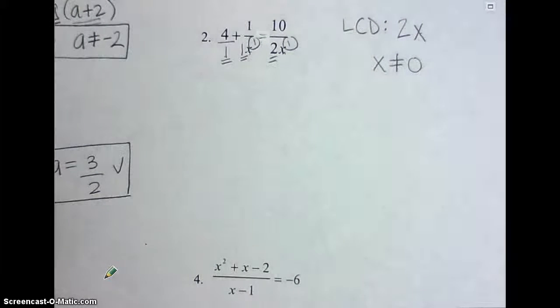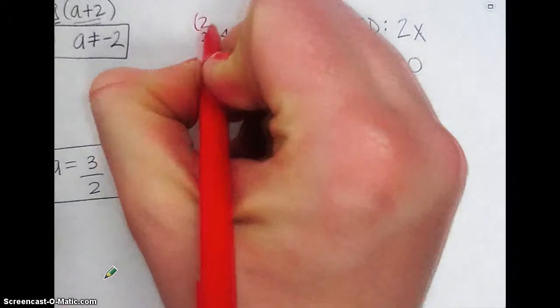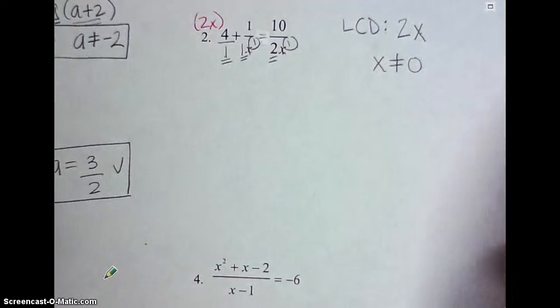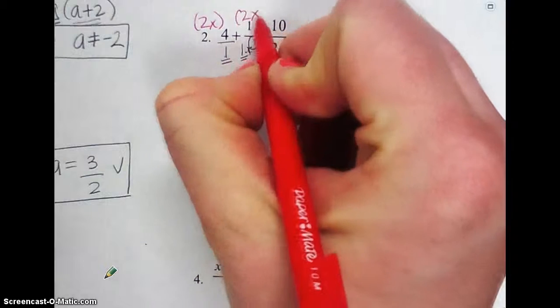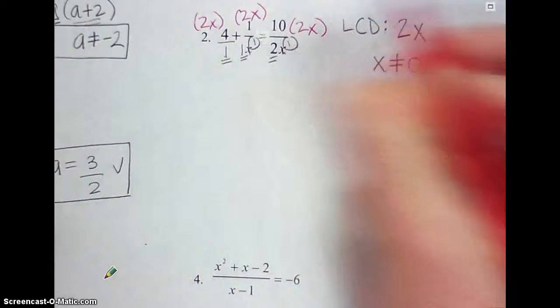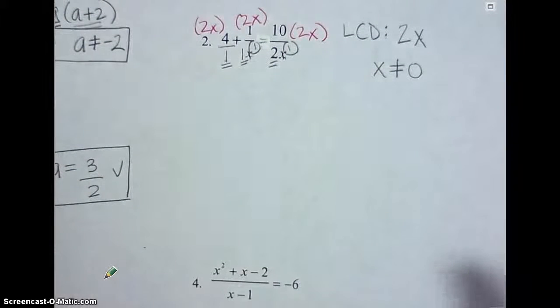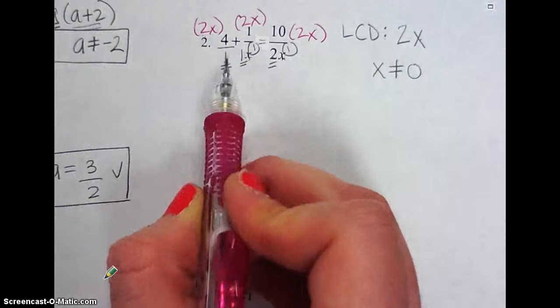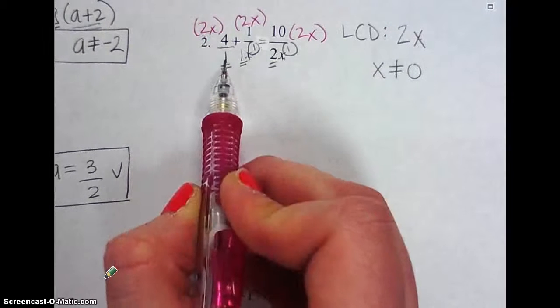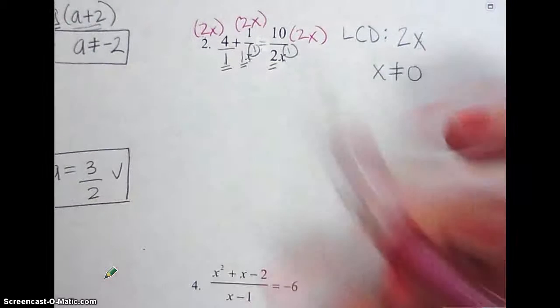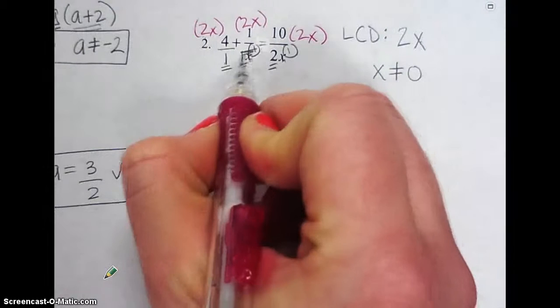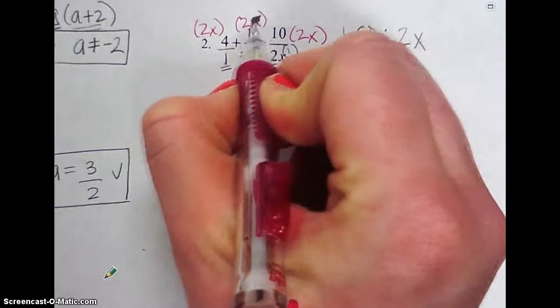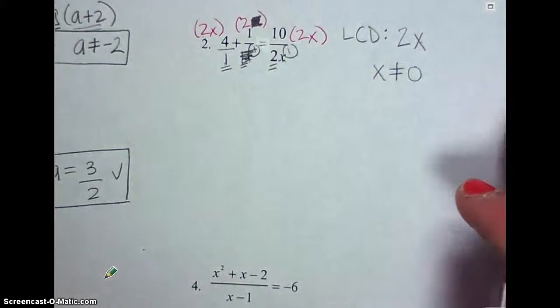Okay, so we multiply each piece by 2x. So we put a 2x here. We put a 2x here. And a 2x here. What can I cross out on the first one? Nothing, right, because I have a 1 here. Nothing crosses out. What crosses out on the second one? The x. So I have an x here. I'm going to cross mine out so I don't lose it. And then an x there.